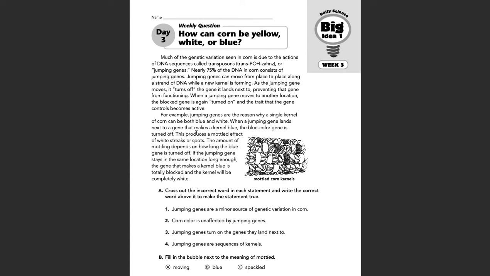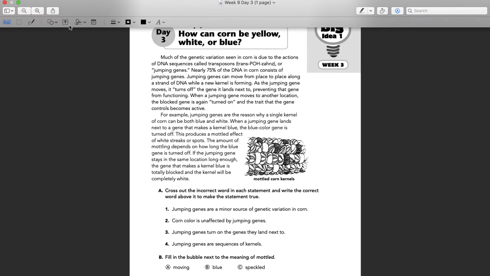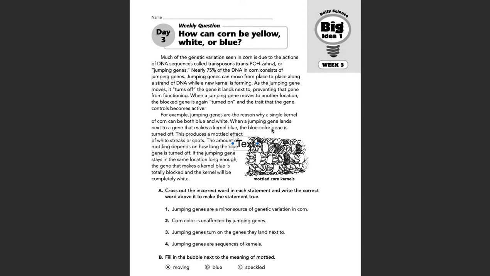minor and replace that with major, because much of genetic variation seen in corn is due to the action of DNA sequences called jumping genes. So that's nearly 75% of DNA in corn consists of jumping genes. That seems pretty major to me, so I would cross out minor and put major.